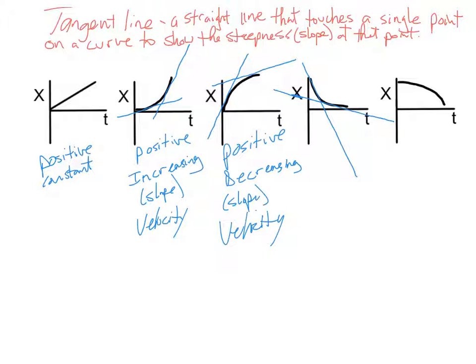Now, how is it tipped though? It's tipped down this time. These are tipped up, that's positive. These are tipped down, that's negative. So we're talking about a negative, and is the slope getting steeper or less steep? It's getting less steep. So we're talking decreasing.